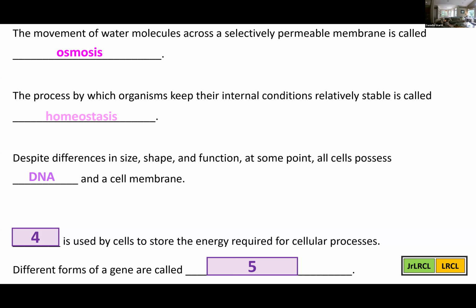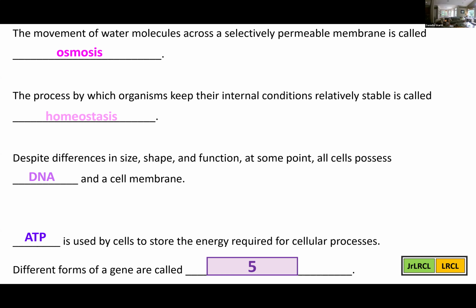Okay, what is used by cells to store the energy required for cellular processes? It's a molecule, and it's part of the Krebs cycle. We talked about it. It is ATP, adenosine triphosphate, right?